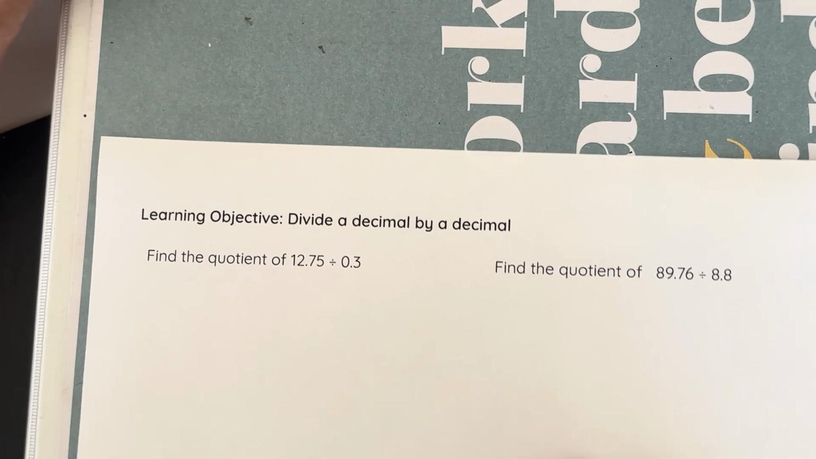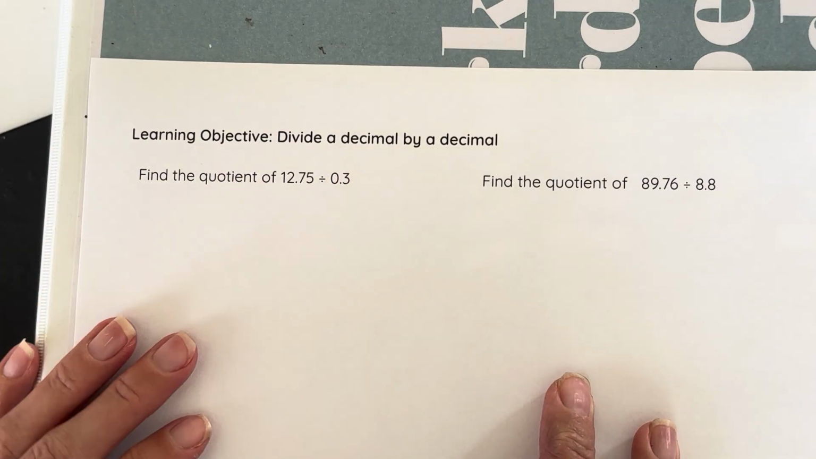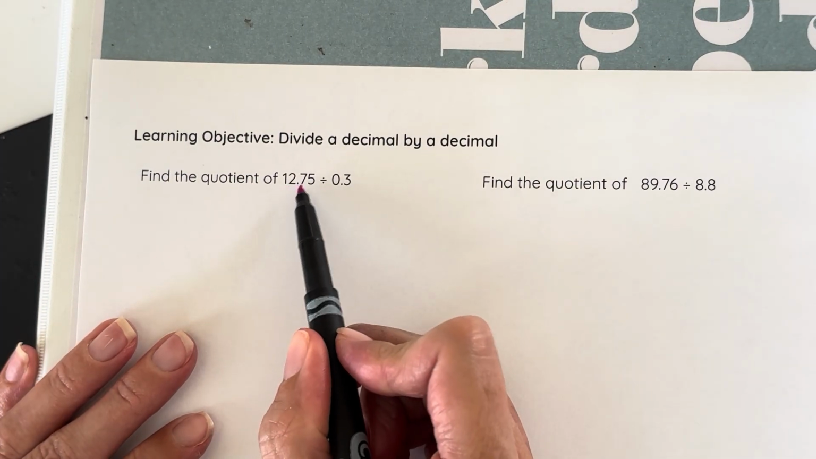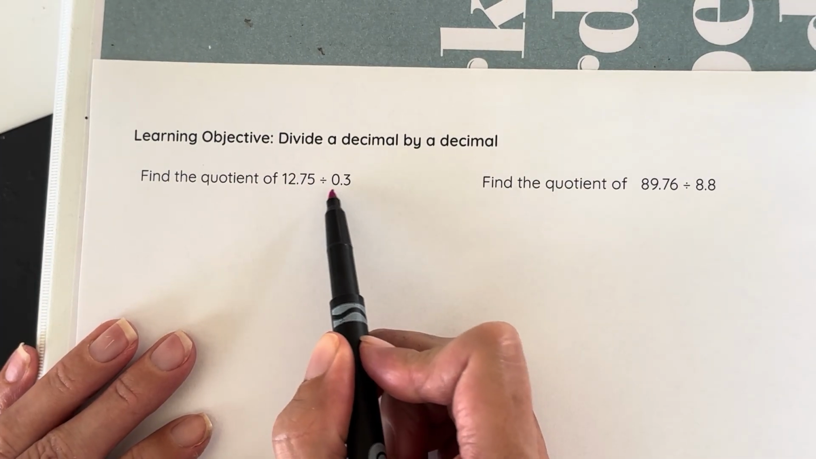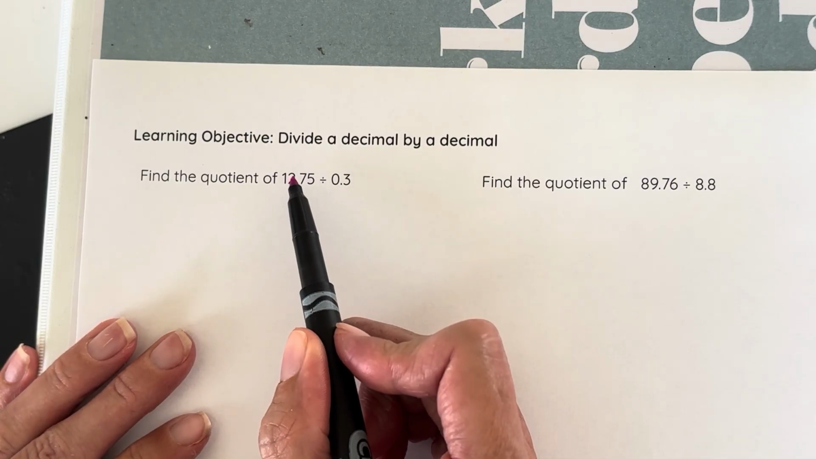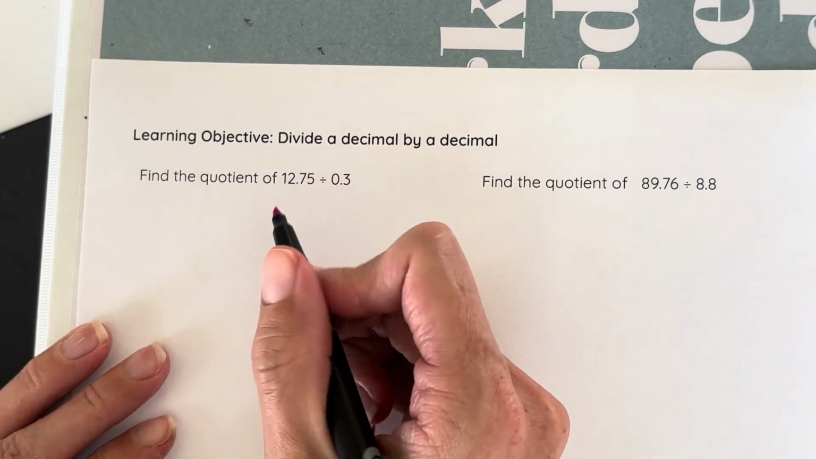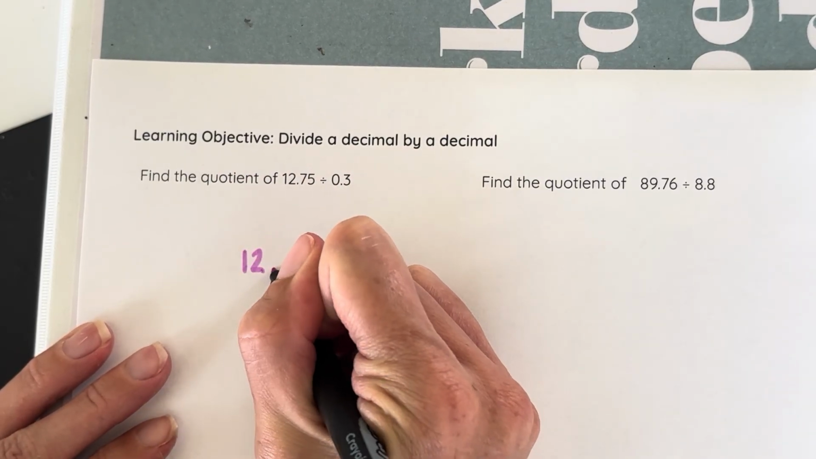All right, moving on to my last set of problems where I divide a decimal by a decimal. My first problem is 12 and 75 hundredths divided by 3/10. This number, my first one, is going to be my dividend, and that's going to be my divisor. So I set up my problem.